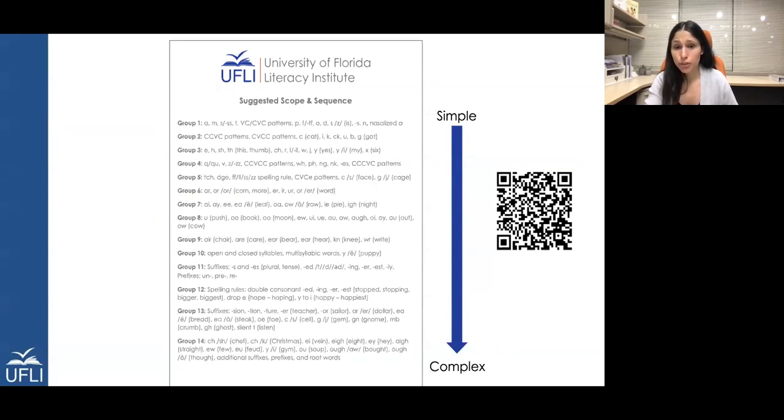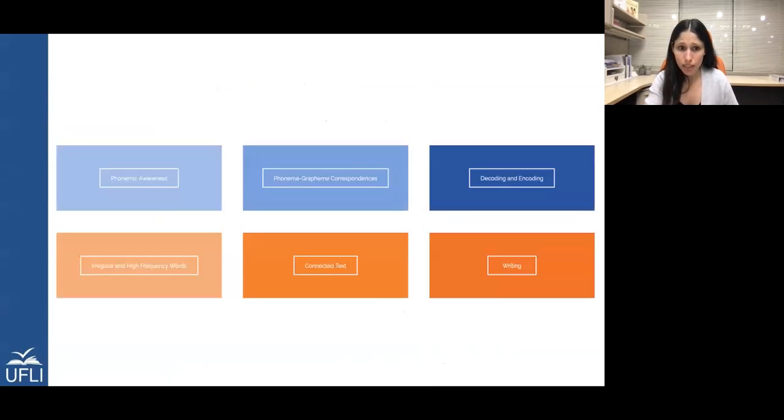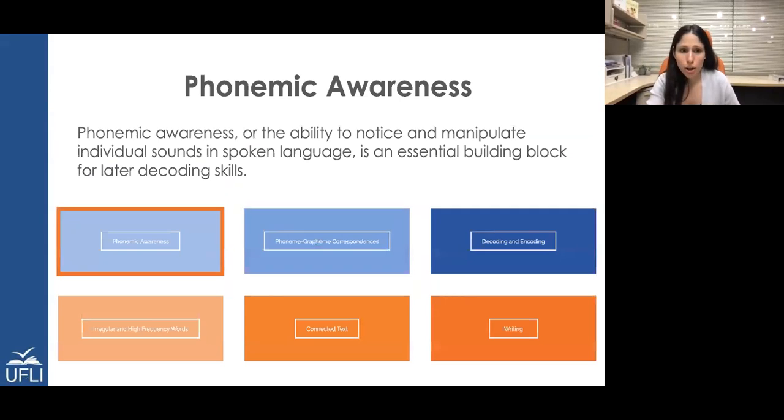So again, especially for intervention where we're trying to fill in gaps, it's important that we follow some sort of scope and sequence. The rest of the instructional activities section of the hub is divided into different types of skills. So you'll see here phonemic awareness, phoneme grapheme correspondences, decoding and encoding, irregular and high frequency words, connected text, and writing. And you'll notice some sections have more resources than others, but hopefully you'll see something, if you are new to the hub, that you can take with you at the end of tonight for planning small group.